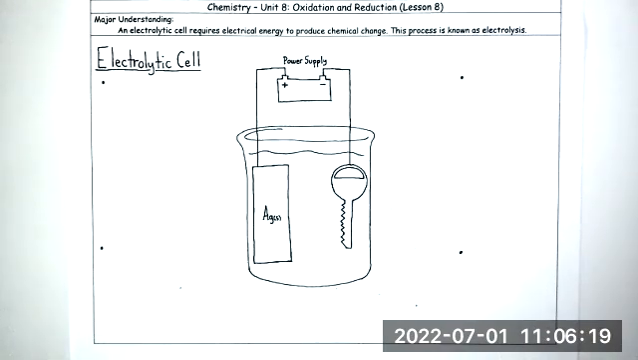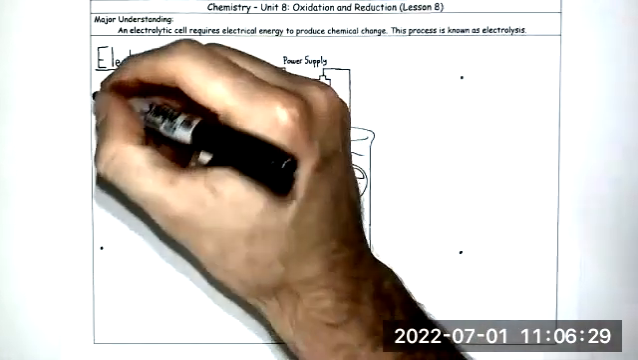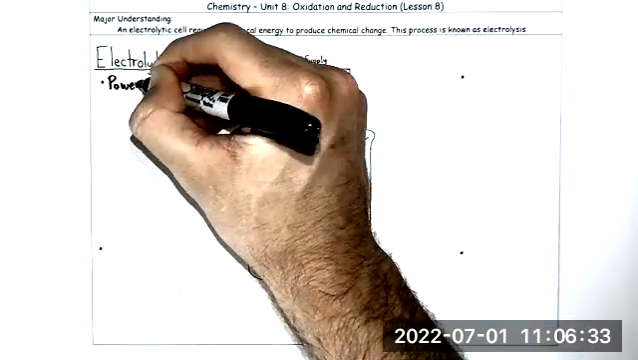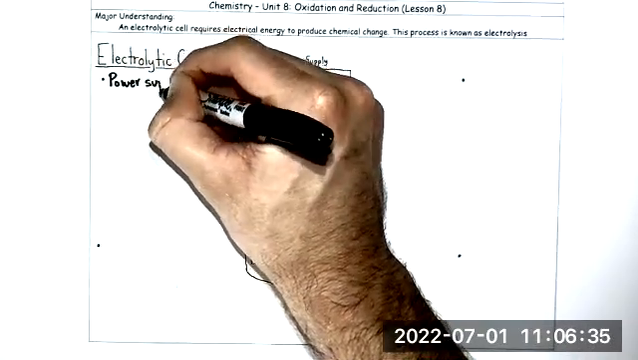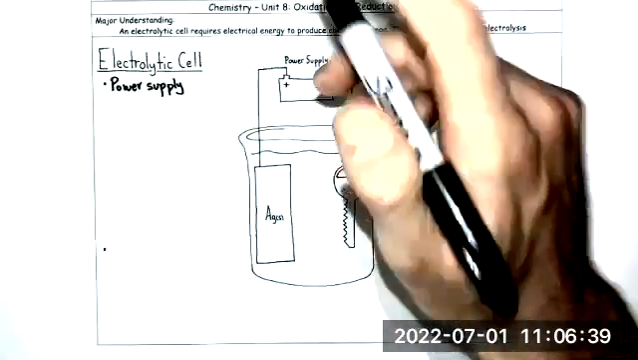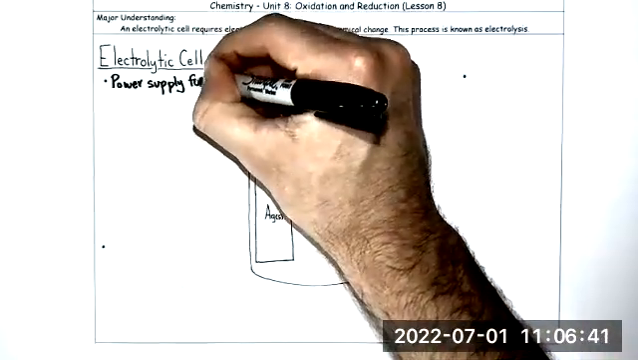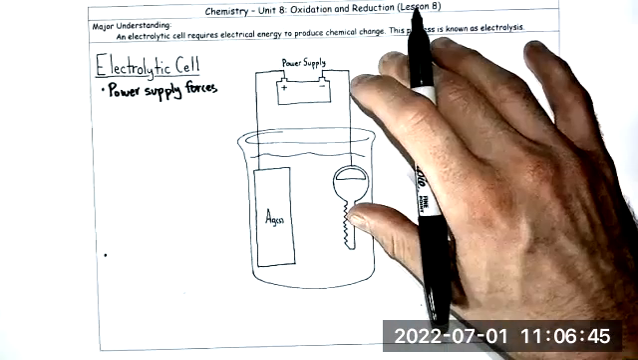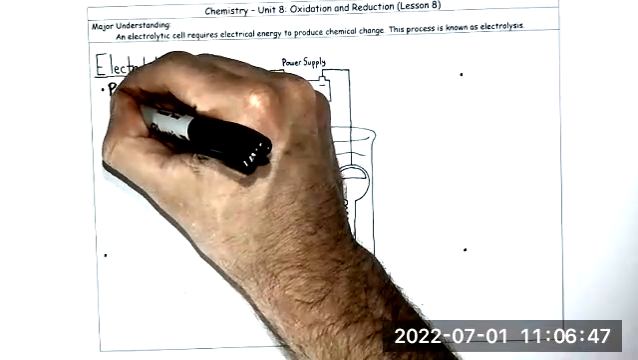Okay, this is lesson 6 of unit 8. And in this lesson, we are going to talk about electrolytic cells. And electrolytic cells have a power supply that forces a non-spontaneous flow of electrons.